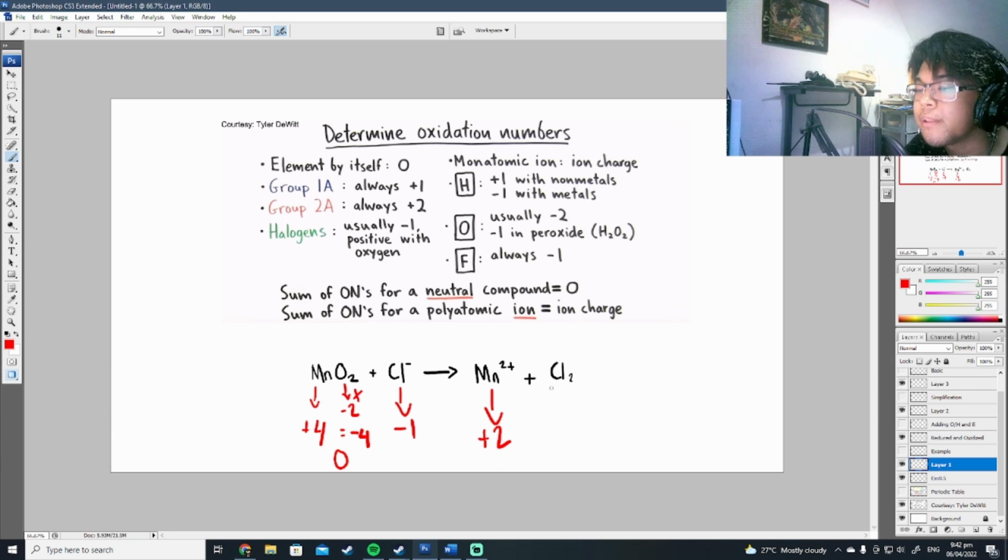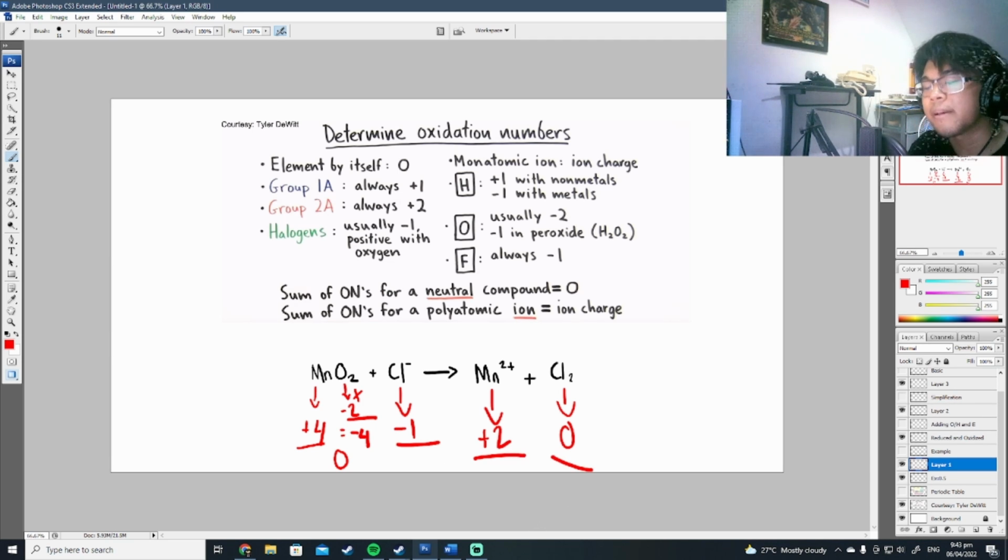So, last one, Cl2. This is rule number 1. It's an element by itself. Do not get fooled by the subscript here, because that doesn't mean it's a monatomic ion. This is still an element by itself. Remember that. A superscript and a subscript are different from each other. So this chlorine right here is 0. So, we now have our oxidation numbers: +4, -2, -1, +2, and 0.